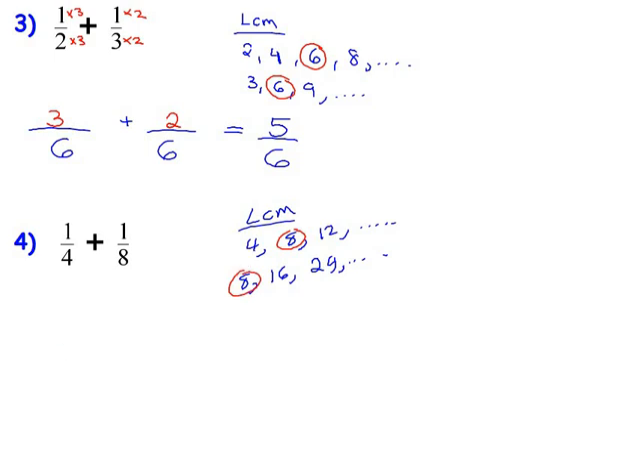So that means our lowest common multiple is 8. And if it's our lowest common multiple, it's our new denominator. So we write all the fractions over 8.